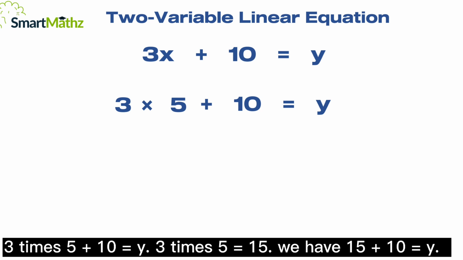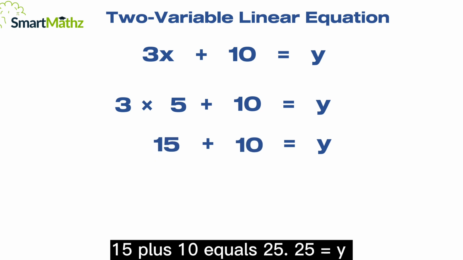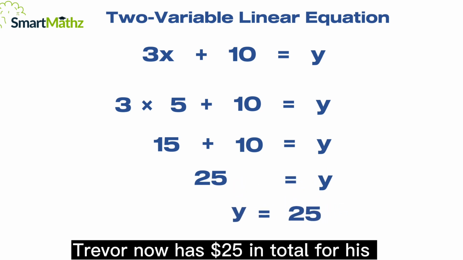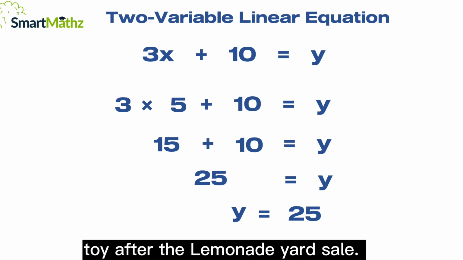3 times 5 plus 10 equals y. 3 times 5 equals 15. We have 15 plus 10 equals y. 15 plus 10 equals 25. 25 equals y, which is the same thing as y equals 25. Trevor now has $25 in total for his toy after the lemonade yard sale.